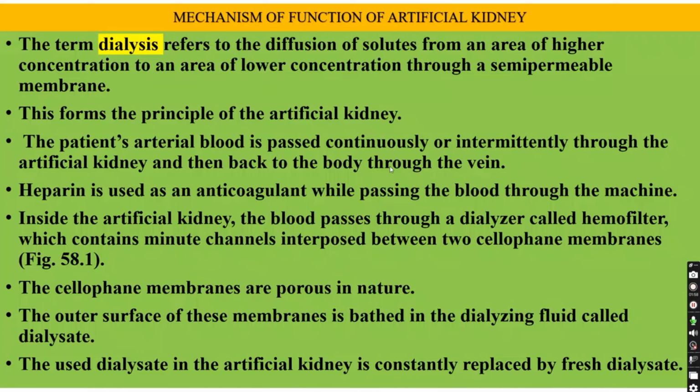Inside the artificial kidney, the blood passes through a dialyzer called a hemofilter or hemodialyzer, which contains minute channels interposed between two cellophane membranes, as shown in the figure in the next slide. The cellophane membranes are porous in nature, that is, semi-permeable, and the outer surface of this membrane is bathed with the dialyzing fluid called the dialysate. The used dialysate in the artificial kidney is constantly replaced by fresh dialysate. So this is the mechanism of function of the artificial kidney.